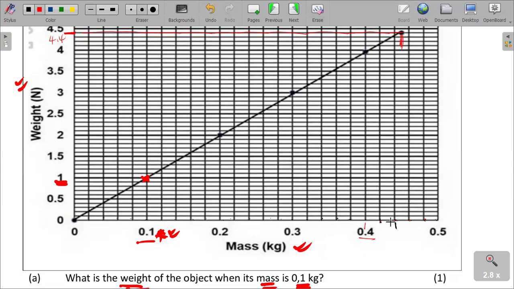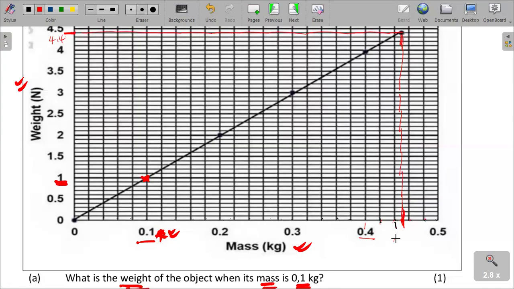So 0.4, 4.2, 4.4, and then it's in between at the center there. So now we need to read what is the reading which we can find at the center of this line. What is it that we can find here on our mass? Our mass is in between there. So we have 4.2, 4.4, 4.6. So there it is at the center.